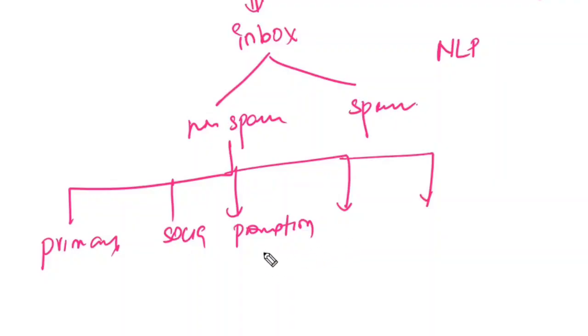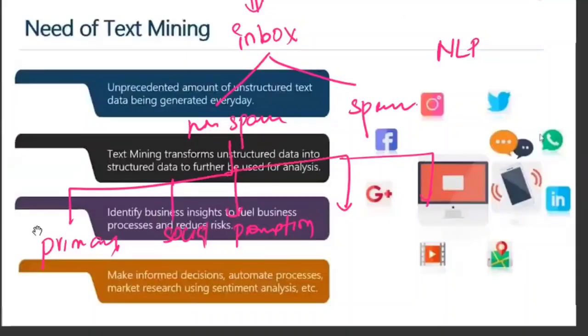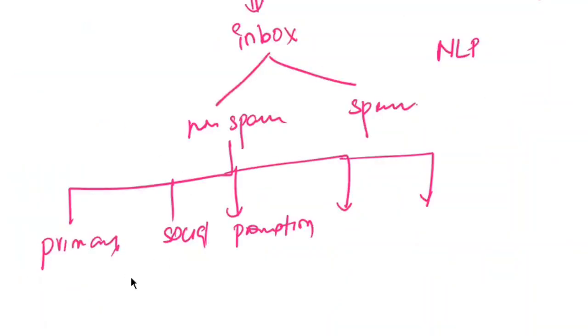So like this, we are having something, I don't remember exactly, something like primary, social, promotion. We are having it in this way. So here, again, the mail was further classified, still more classified into this part, which work comes under social, promotion, and primary.